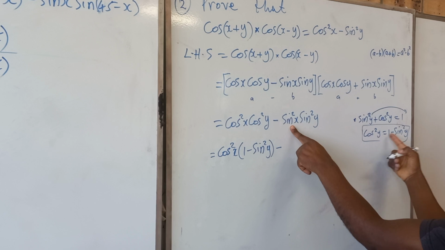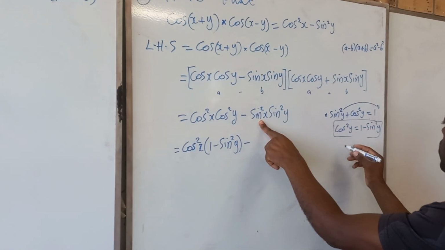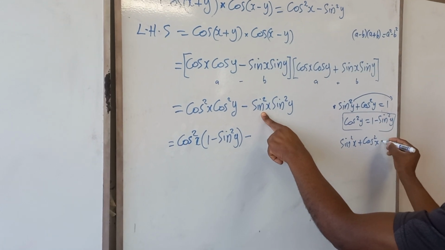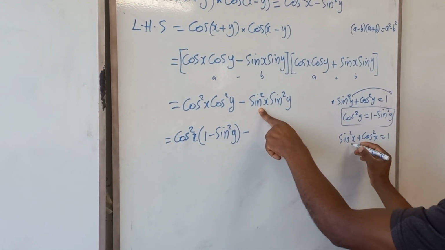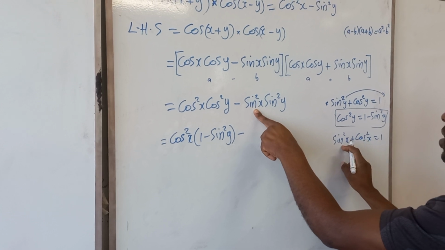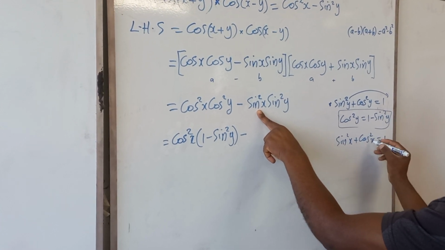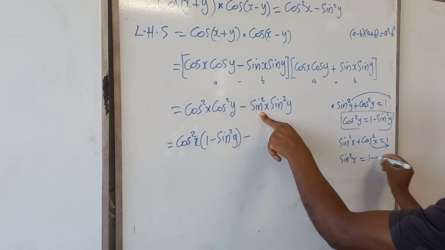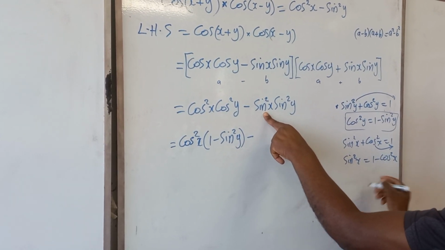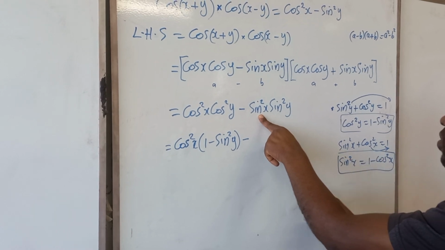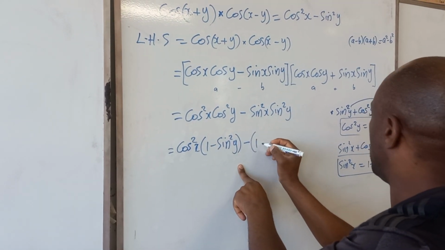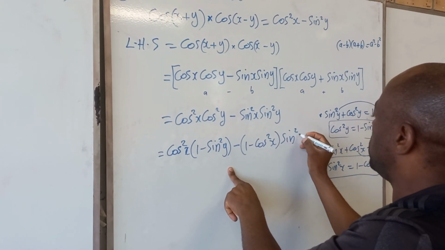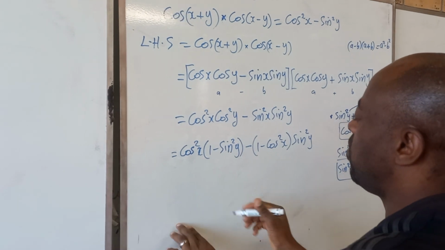So to take this one out, I follow the same technique. So if I have sine square x plus cos square x equal to 1, since I don't need this one, I need to look for something that will replace it. So sine square x will be 1 minus cos square x. So in the place of sine square x, that's what I'll be using. So I'll be using 1 minus cos square x into sine square y. So I can now open up my bracket.